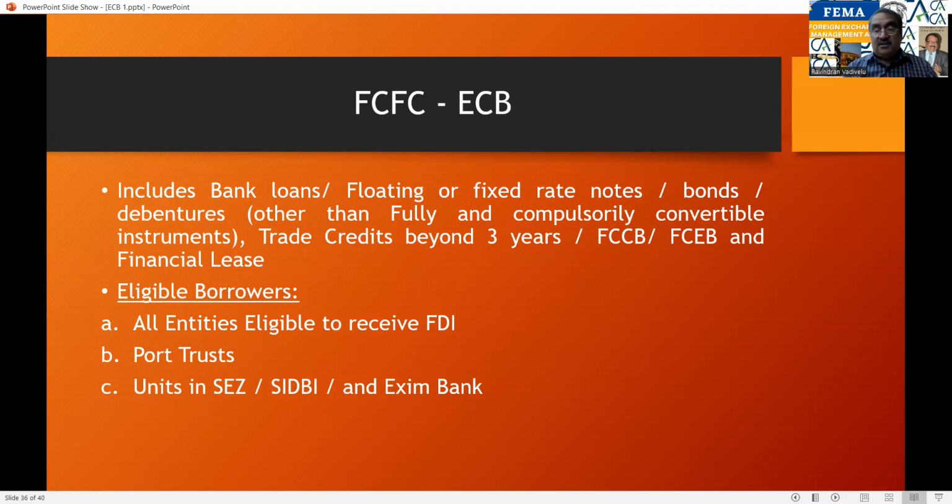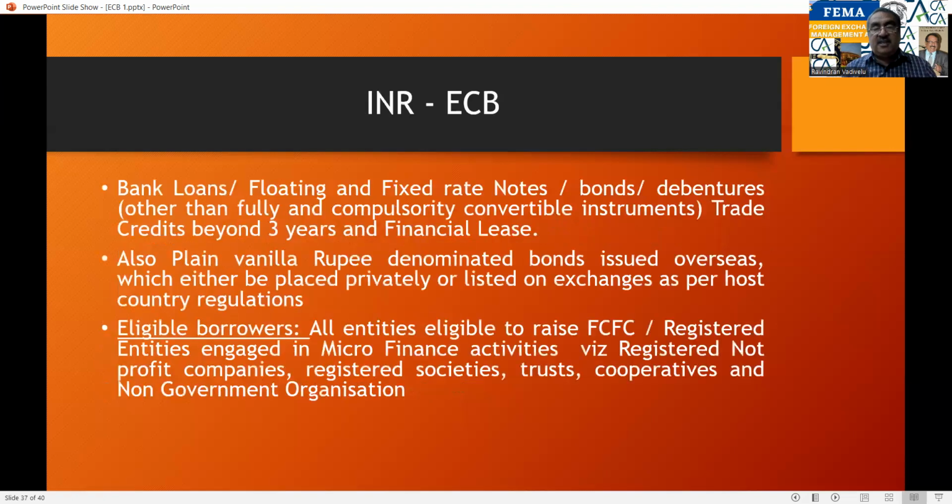FCEB, and financial leases. And who are all the eligible borrowers to receive FCFC, that is freely convertible foreign currency? All entities who are eligible to receive foreign direct investments. Port trusts are eligible to get the ECB under FCFC, and units in special economic zones, SIDBI and Exim Bank, they are all eligible to get the money in FCFC.